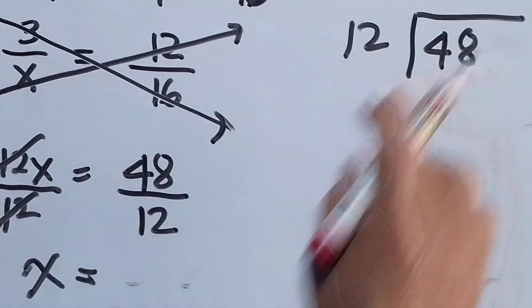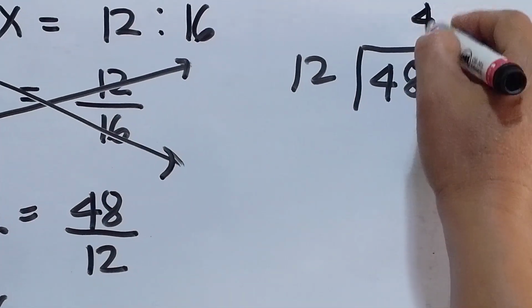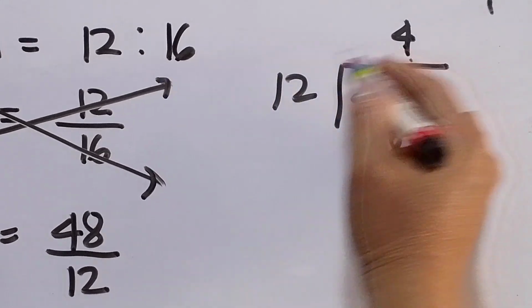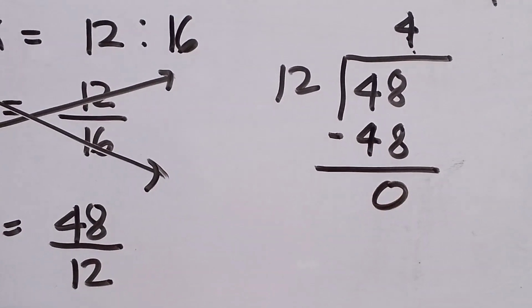So how many 12 are in 48? So I think this is 4, right? 4 times 2 is 8. Then 4 times 1 is 4. Take away, that will be 0. So the answer is 4.